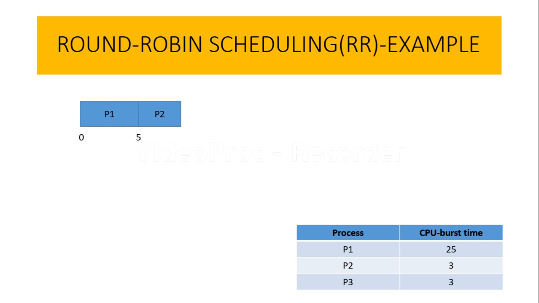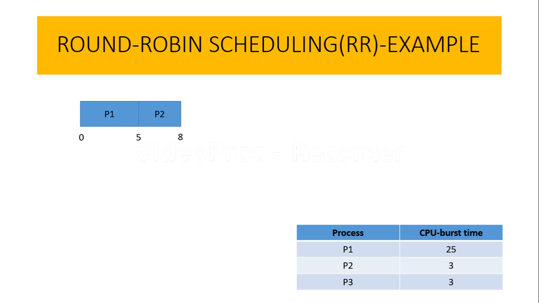Now the time slice is constant, that is 5 milliseconds. But P2 requires only 3 milliseconds to get executed. So within the given time, P2 is getting executed, and after 3 milliseconds, that means starting at the 5th millisecond till the 8th millisecond, P2 is getting executed. And once it is finished with the execution, it is going to release the CPU.